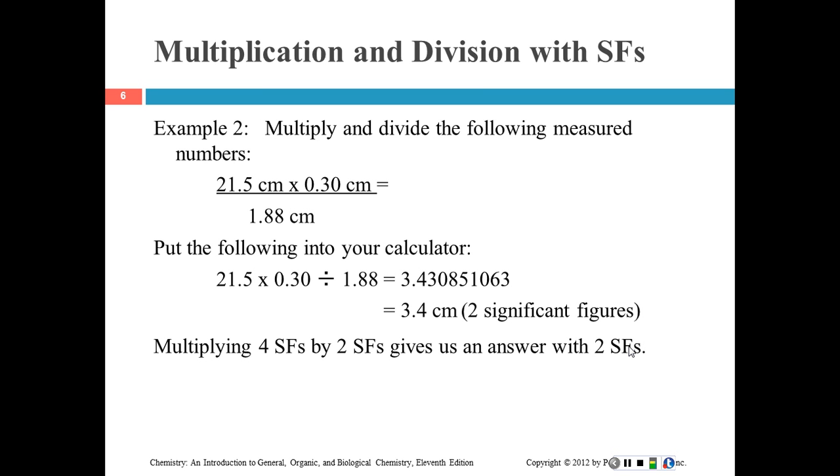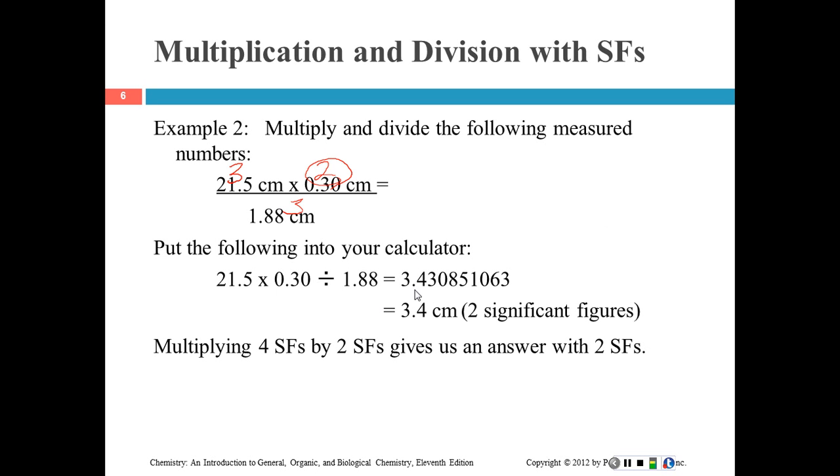The second example, 21.5 centimeters times 0.3 centimeters divided by 1.88 centimeters. Let's look and see. You figure out how many significant figures you have. Okay, we've got 3 in that one, we've got 2 in this one, and 3 in that one. So how many is our answer going to have? 2. That's right, because that's the lowest number.